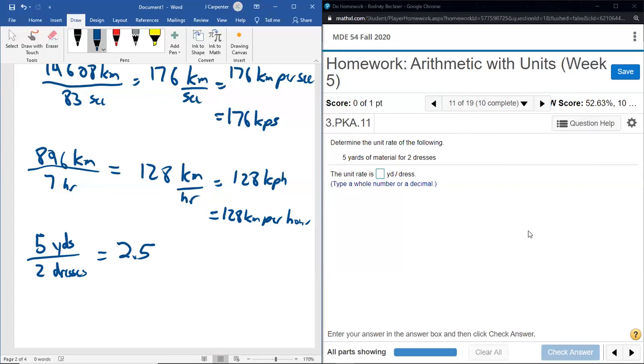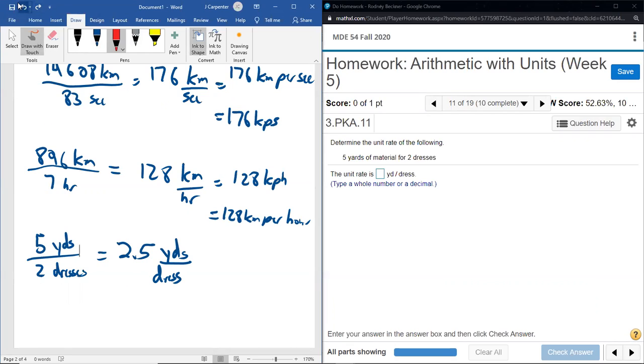And 5 divided by 2, I'm not even going to pull the calculator out for that one. It's, excuse my hiccup, 2.5. So that's 2.5 what? Not yards. Yards per dress. Remember, when you do the division, the bottom is automatically a 1. It's 2.5 yards for every 1 dress. It's just nobody writes denominators of 1 in an answer.